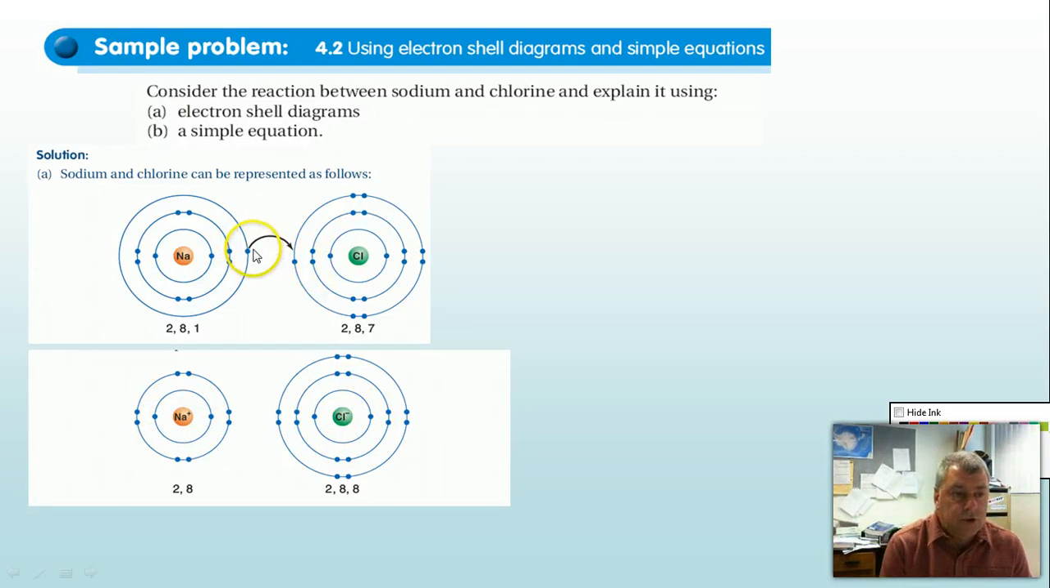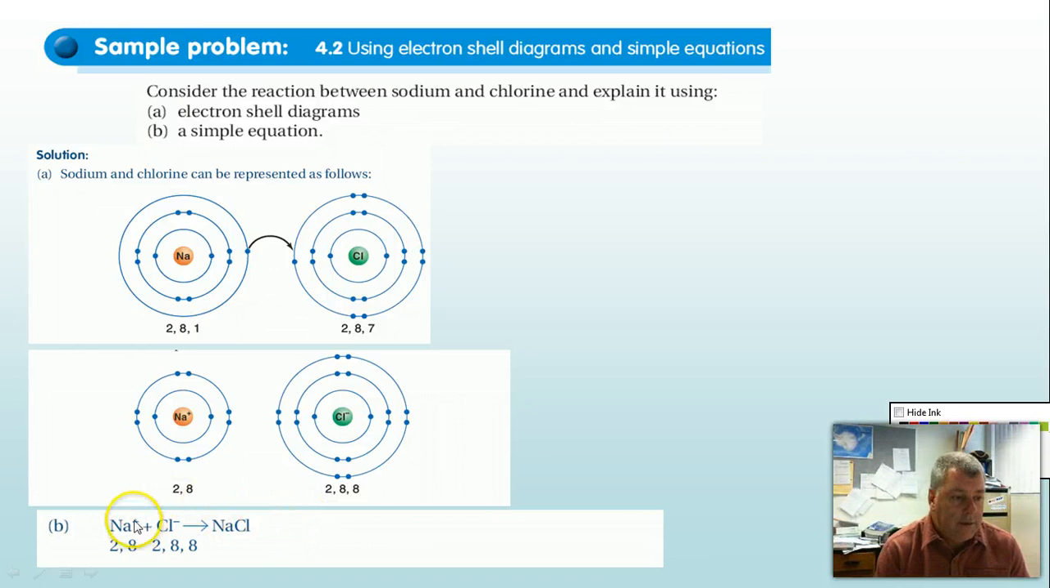So this is called an electron transfer. It's transferring from one atom to another. They're not being shared, they're being transferred to form these ions. And there's our formula: Na+ and Cl- goes to NaCl, and again it's charge balanced.